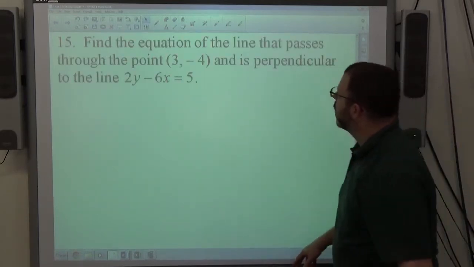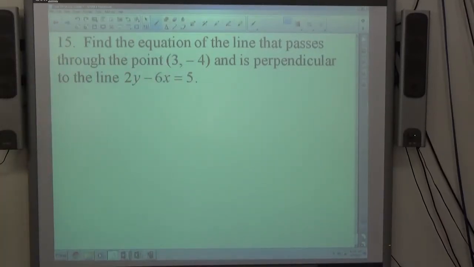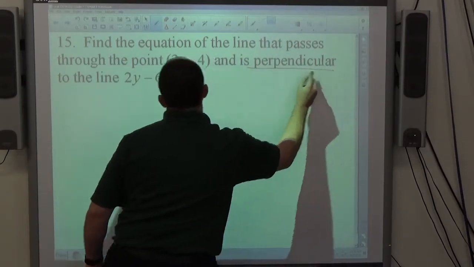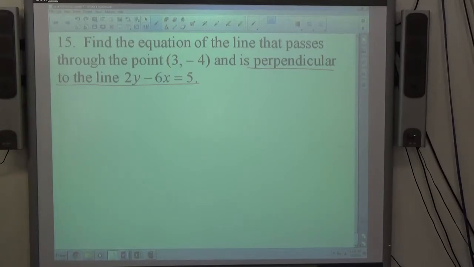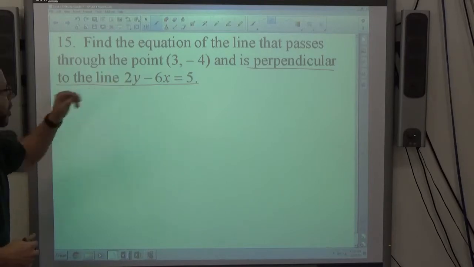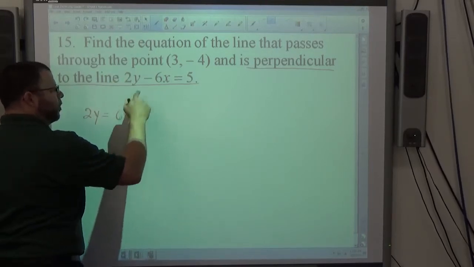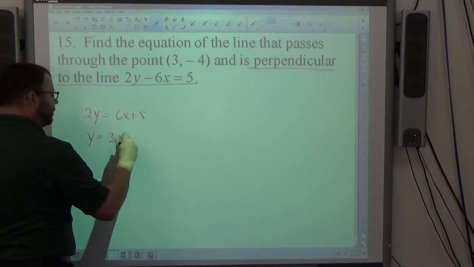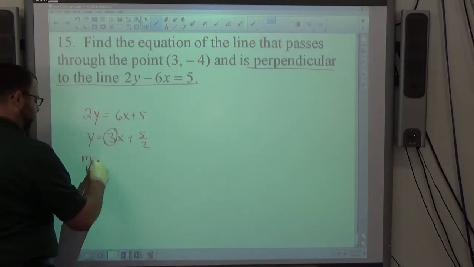Number 15, find the equation of the line that passes through the point 3, -4 and is perpendicular to the line 2y minus 6x equals 5. So let's focus on the perpendicular part first. They want me to find some line that's perpendicular to this line. So I'm going to start off: 2y equals 6x plus 5. Move the 6x over so it's y equals. Divide by 2, same reason. The slope of the line they're giving me is 3.